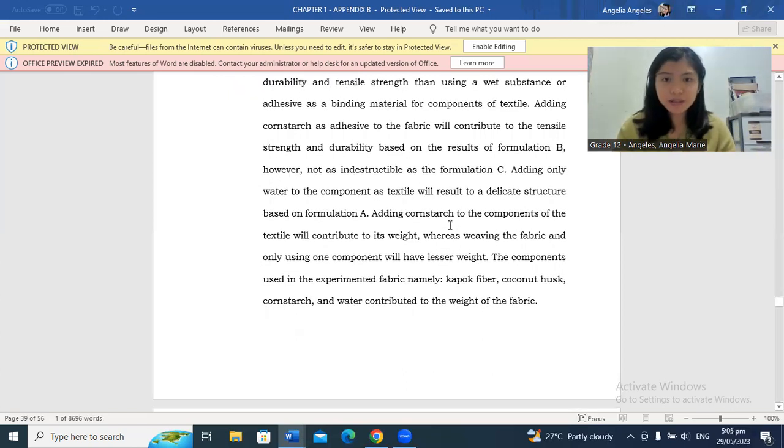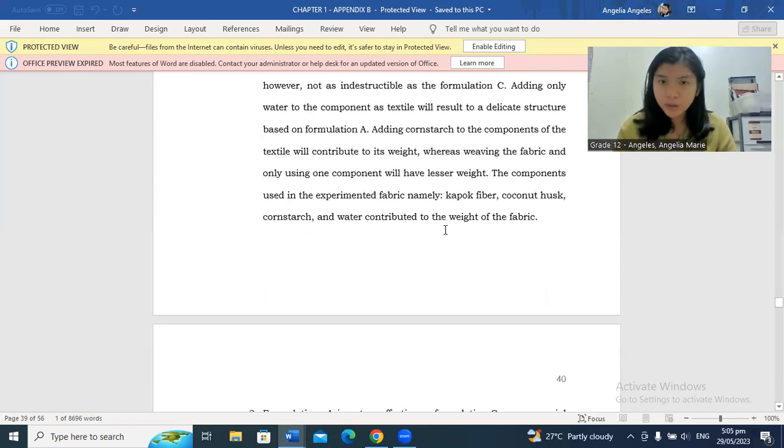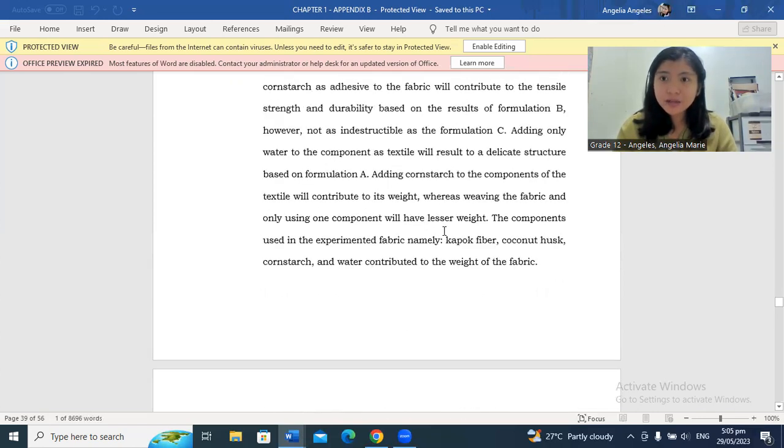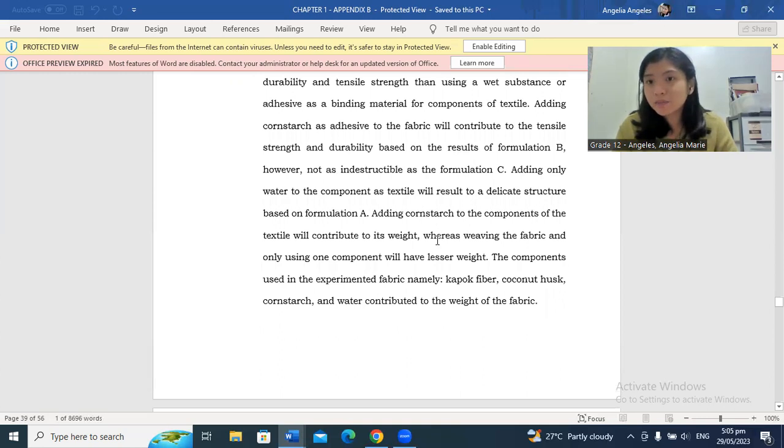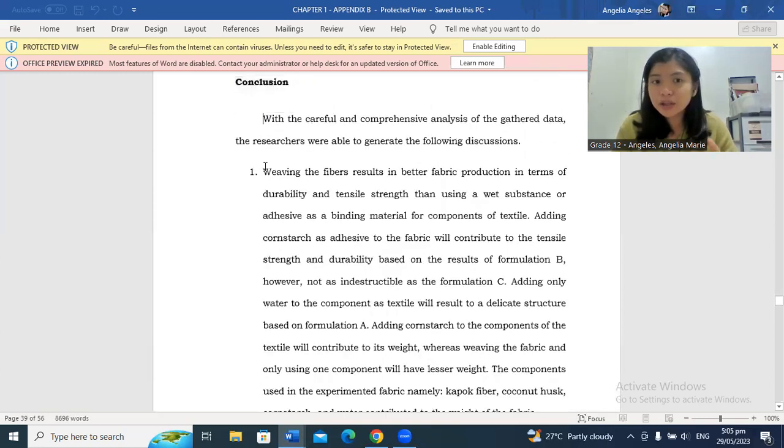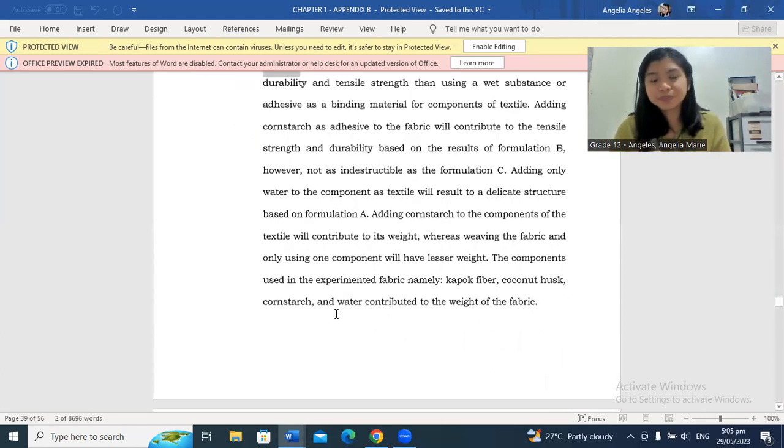Ayan, so whereas weaving the fabric only using this. Okay, why did I focus more on weaving dito? Okay, so I focused more dito sa weaving part kasi ang abaca fabric is naka-weave siya. And if we are to weave our product as well, maybe it would have resulted in greater performance in terms of tensile strength. Okay? Yeah.